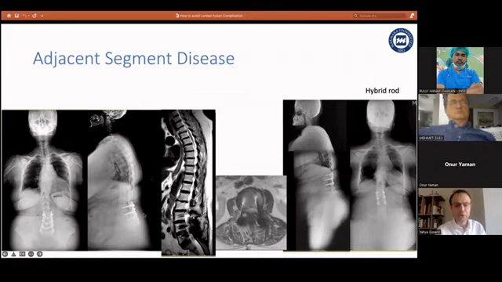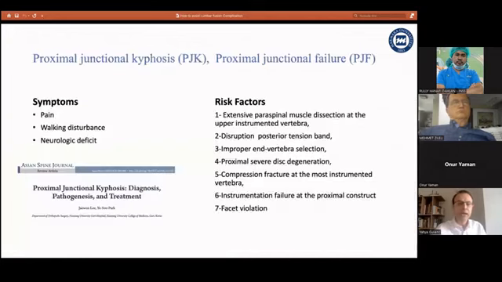We removed all of the screws and added new screws. We made compression here. But the important thing here is that there is a degenerative segment and minimal listhesis. So we added instrumentation here like that, and we used a hybrid construct to prevent new adjacent segment disease in the future.